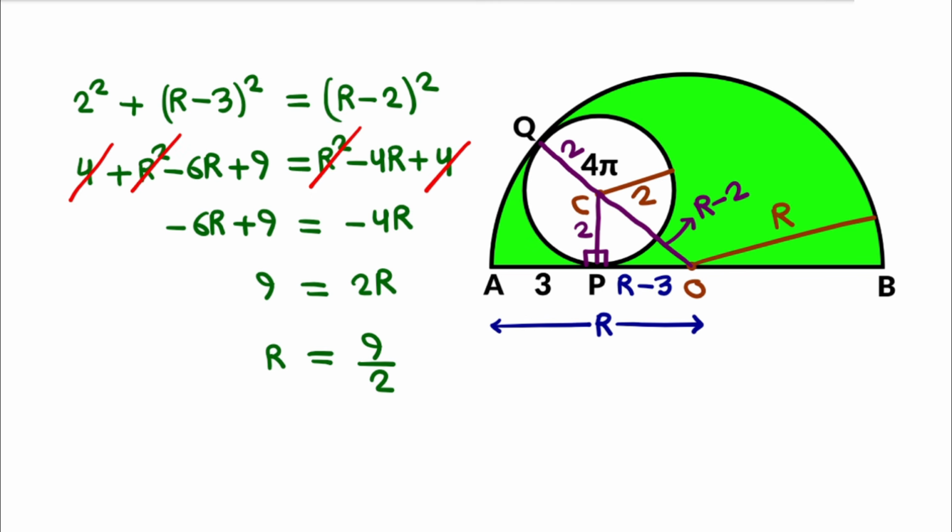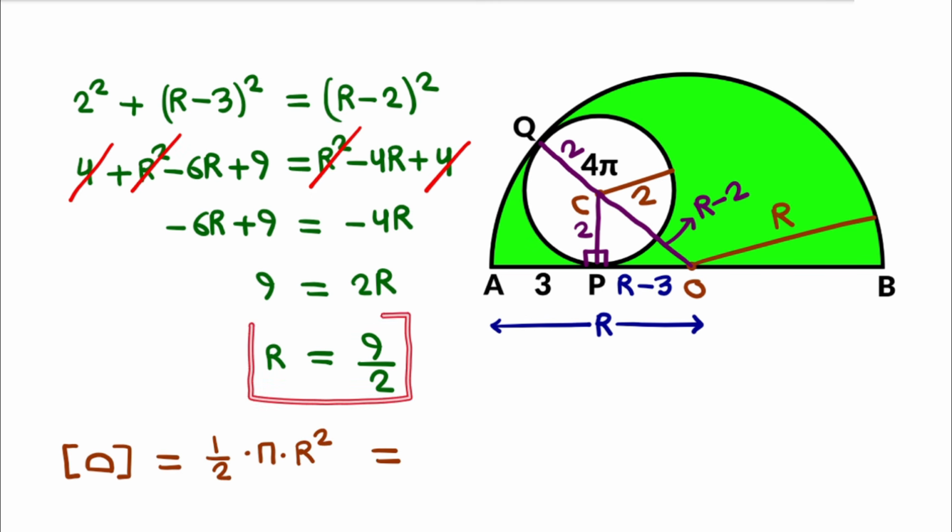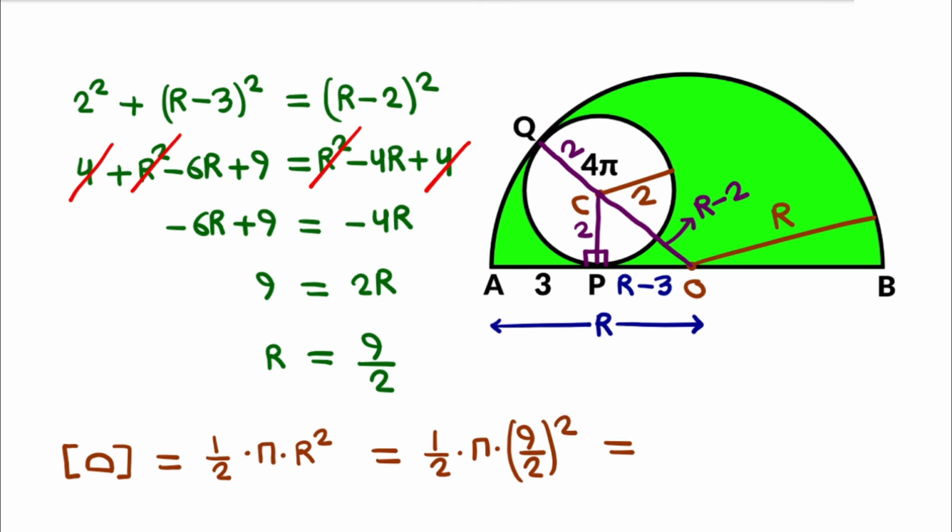Great! Now we can find the area of the large semicircle. The area of a semicircle is 1/2 times pi times radius squared. Substituting R equals 9 over 2 gives 1/2 times pi times the quantity 9 over 2 squared. 9 squared is 81, 2 squared is 4. So the area of the semicircle becomes 81 pi over 8. We're almost done.